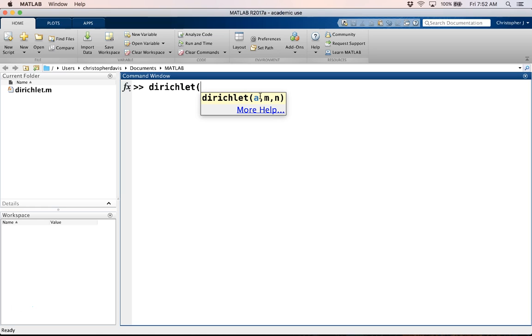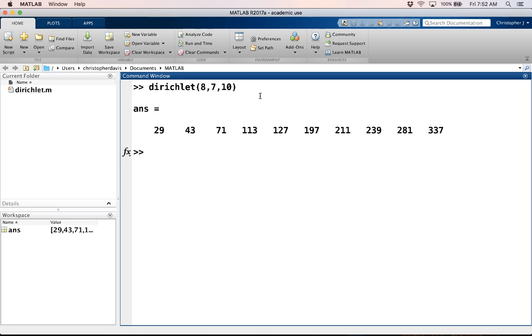So what were we talking about last time? Last time we were talking about 8 and 7. And so instead of just trying to find the first prime in this arithmetic progression, let's try to find 10 primes in this arithmetic progression. And that looks like it's working.